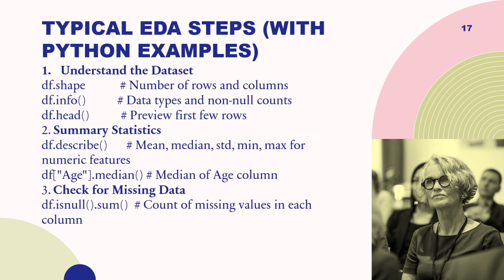Typical EDA steps include, first of all, we have to understand the dataset, like the number of rows and columns in it, the data types and non-null counts, and we have to preview the first few rows. The second one is the summary statistics, which include mean, median, standard deviation, minimum, and maximum. Then checking for missing data, which is the count of missing values in each column.